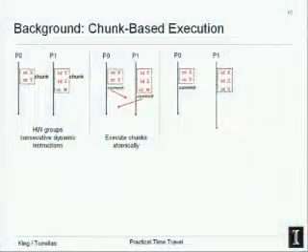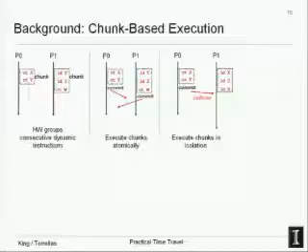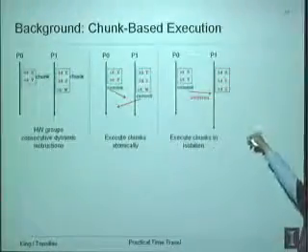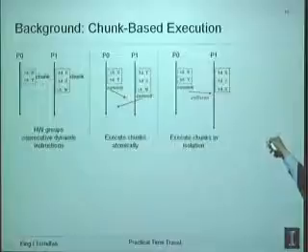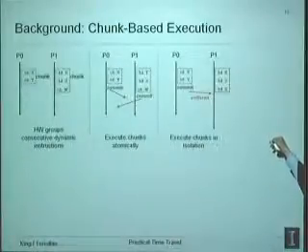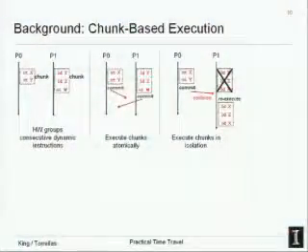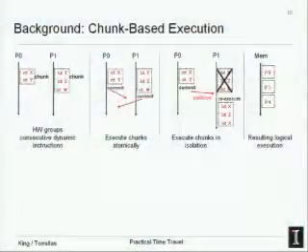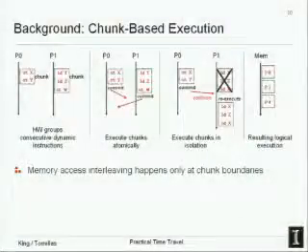Moreover, these chunks execute in isolation, like transactions, which means that if I have this chunk here that has read location X, and then this chunk here executes and writes location X and then commits, this one has to be squashed and restarted because it has seen an old value. If we use this model, the system appears logically to execute in a total order of chunks, right? There is a chunk from processor 1, one from processor 4, one from processor 0 in some order. So this is the model, and this is interesting because memory access interleaving happens only at chunk boundaries.